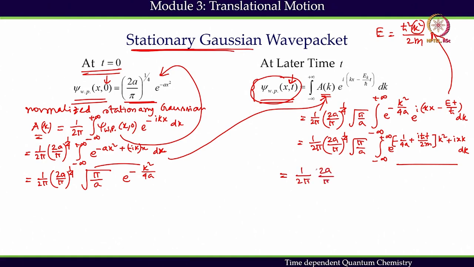Which can be now written as 2a by pi to the power 1 by 4, pi by a, and this integration is going to be pi by 1 by 4a plus i h cut t by 2m, into e to the power minus x square divided by 4 times 1 by 4a plus i h cut t by 2m.